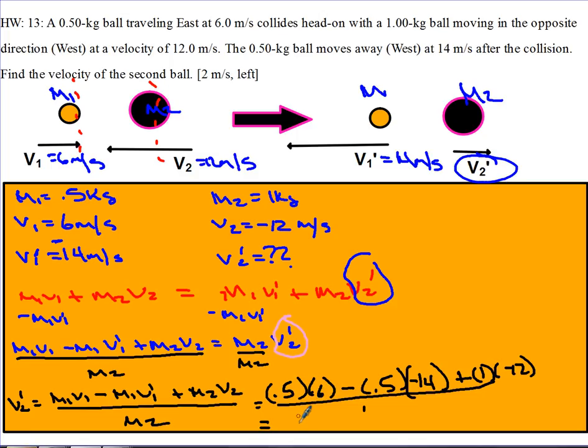0.5 times 6 is 3. This is going to be plus because I got a negative times a negative. 0.5 times 14 is 7. And negative 12 times 1 is negative 12. So 3 plus 7 is 10, minus 12, or negative 2 meters per second. And what that tells me is my final ball will actually wind up going not right, but left at 2 meters per second.